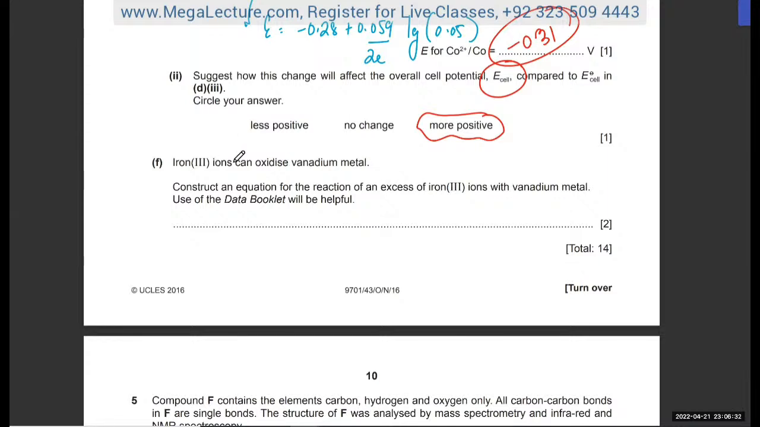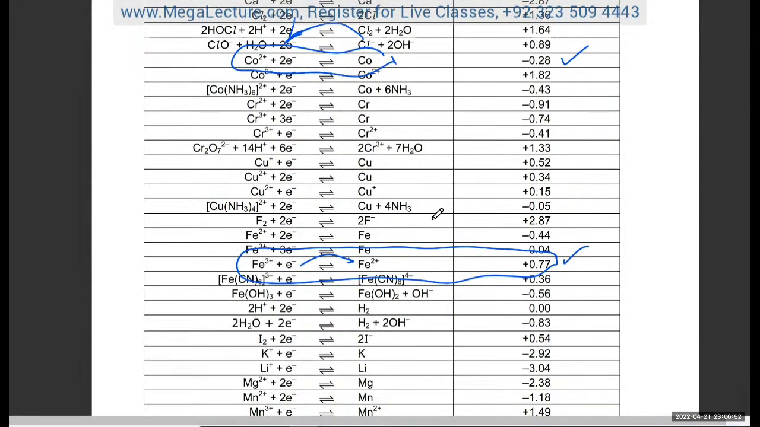So iron 3 ions can oxidize vanadium metal. Construct an equation for the reaction. Now, if you do this question properly, it's going to waste a lot of time, because this is one example of a chain reaction: vanadium with iron 3 ions. For some ions, make sure that you know that they have a chain reaction, especially vanadium, manganese even. Here's your Fe3 plus equation.